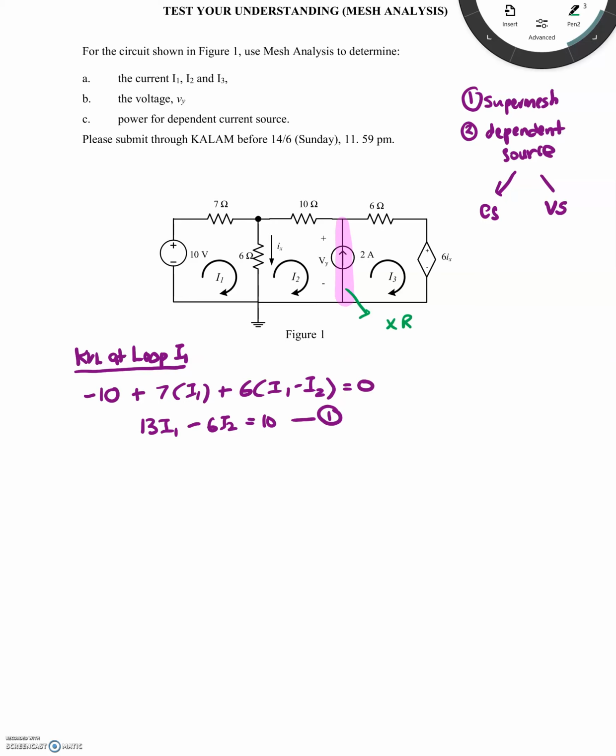So this is a supermesh, and then you need to do a KVL equation by combining the loops in between the supermesh. You have to combine the V at the left side and the V at the right side of the current source, which is the supermesh. Now, KVL at the supermesh, which is you have to combine the I2 and I3 loops.